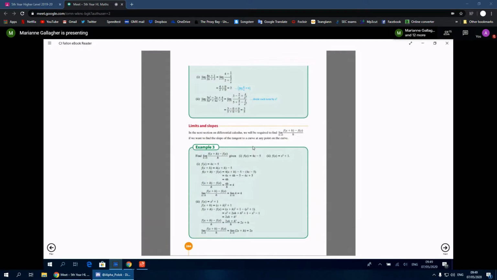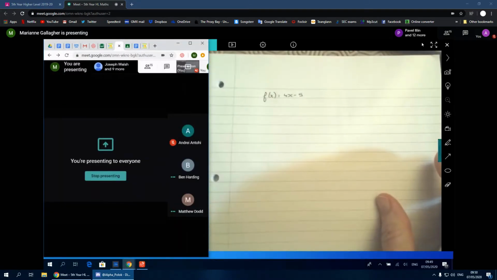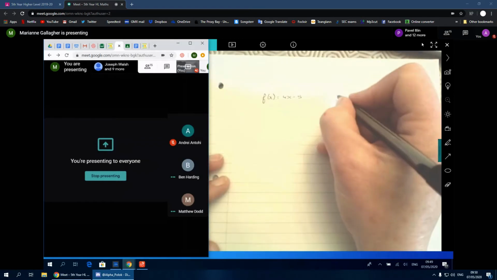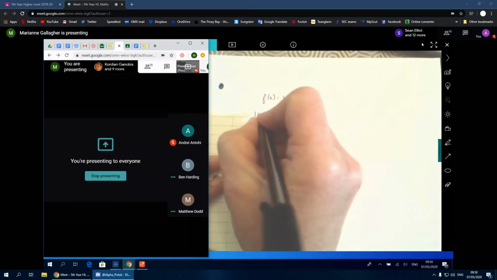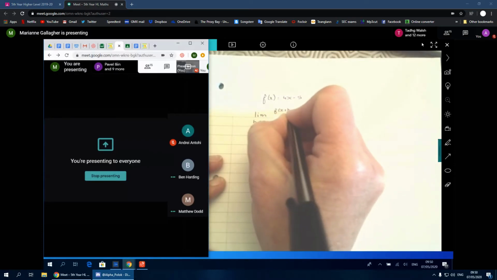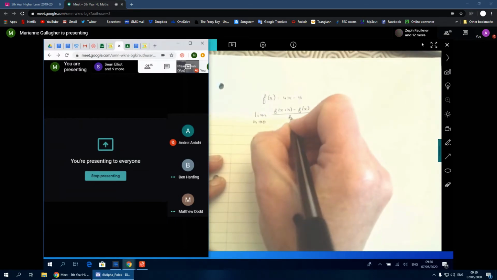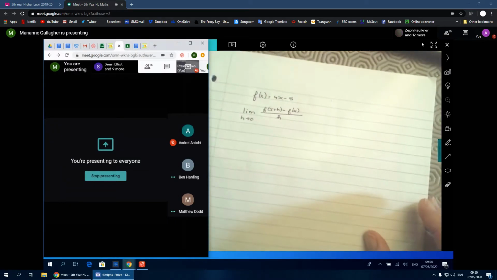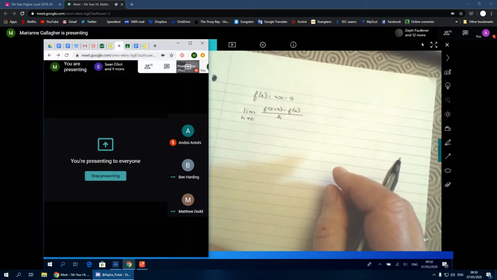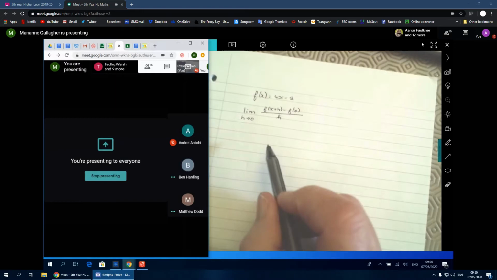So f of x is equal to 4x minus 5. Now, I'm going to go through the steps for this because this is called differentiating from first principles. So we want to find the limit as h tends to 0 of f of x plus h minus f of x all over h. Okay? Everybody with me so far? Yeah. That's basically the slope as h gets to 0.